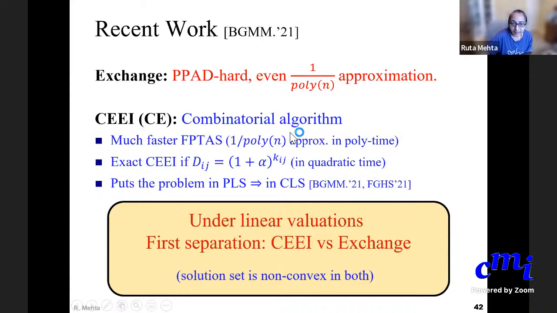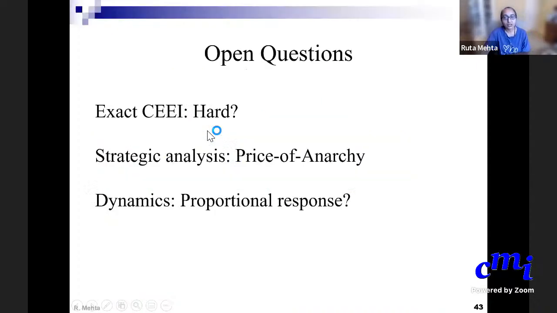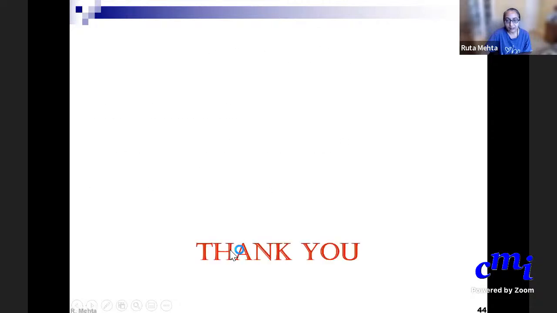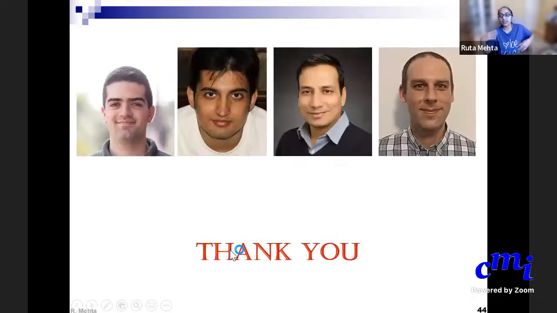Yeah, so we did get a combinatorial algorithm, but again for approximation. And this gives us some kind of separation between CEI and exchange, but we still don't know the algorithm for exact. So these still remain open questions. You can also think of other strategic aspects, that if people lie about their value, then how much is the loss and so on. But I think the computational questions are more interesting: how do you get an exact algorithm which is polynomial, or what is the complexity of the exchange model.